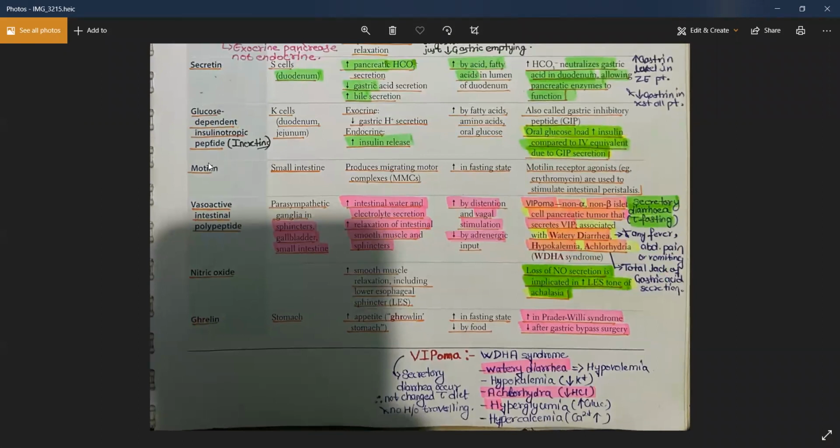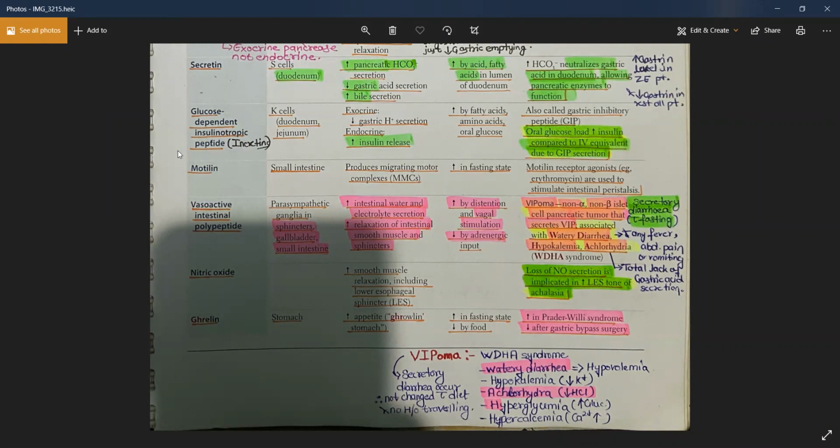You guys remember their function? They will cause a decreased glucagon. They will cause an increase in insulin. They will cause a delayed emptying of the stomach, right? Very important. And they will also decrease the gastric H plus secretion. So whenever you ingest glucose, they will be activated.